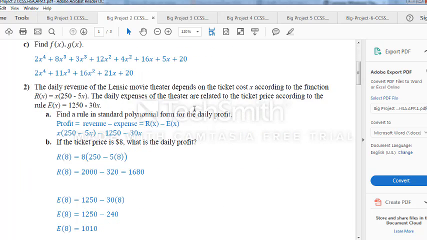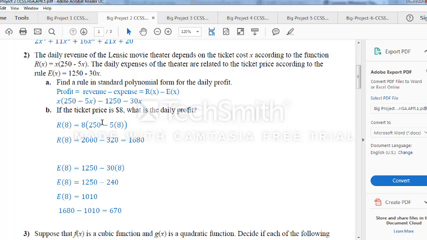Number 2 is the same thing, but this one is probably related to grade 10, as we learned last year. We have to find the profit, the revenue, and the expense. This is the function of the revenue, which is a function of the ticket price, and we have to find whether this price is making a profit or not. So the profit is the revenue minus the expense, and that is how we find the profit.